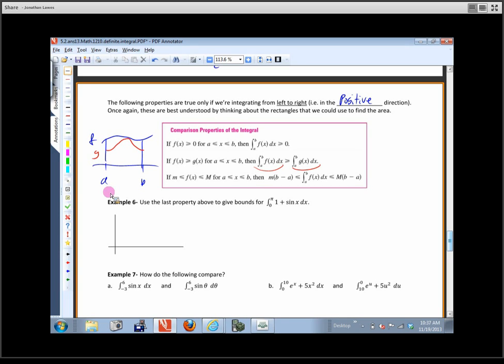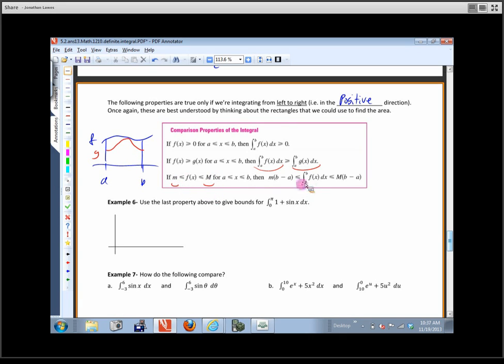Okay? And then this last one is kind of interesting. It's good for approximating, just getting a good ballpark answer. It says if little m is less than or equal to f, and that's less than or equal to big M. So a small m here and a big M here. Think of this like a minimum and a maximum.